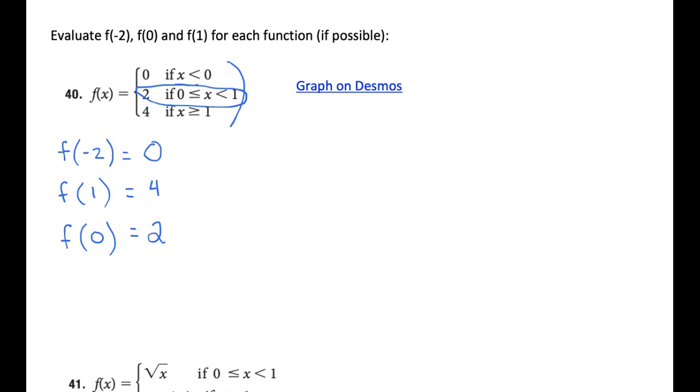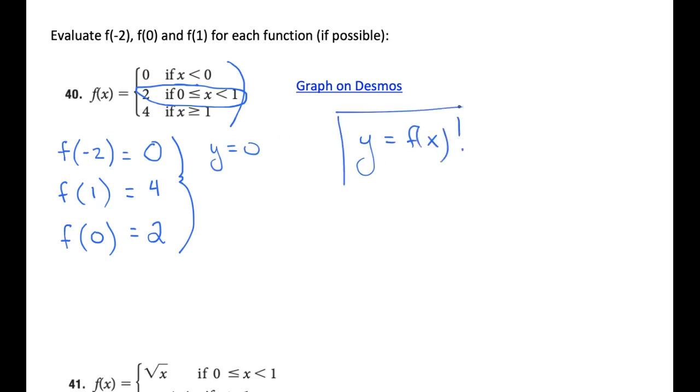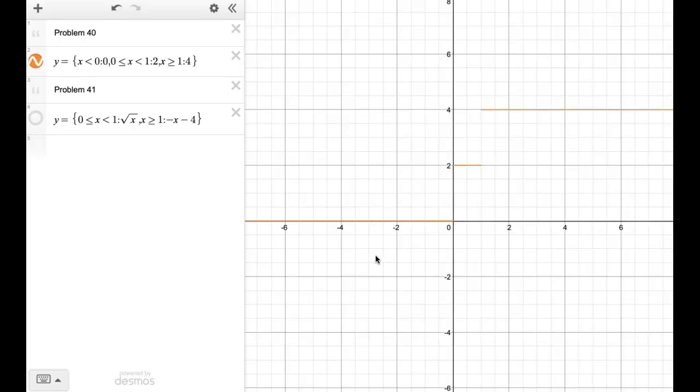Okay, and I wanted to show you the graph on Desmos. So this is kind of interesting. As you can see, there's no x value in any of these right here. That means they're all going to be horizontal lines. So this is y equals 0. Remember that y equals f of x. Okay, y equals f of x. Very important to remember. And this one is y equals 4. And this one is y equals 2. Those are all horizontal lines. So this is what this looks like.